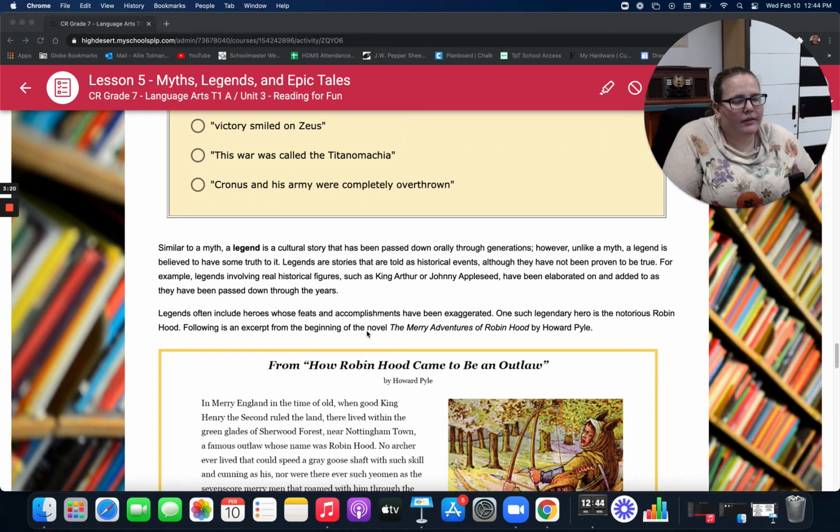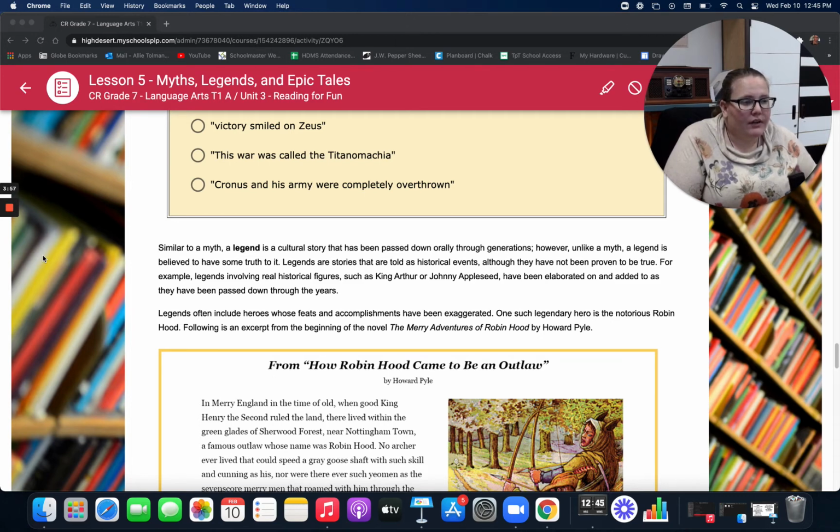Alright, similar to a myth, a legend is a cultural story that has been passed down orally through generations. However, unlike a myth, a legend is believed to have had some truth to it. Legends are stories that are told as historical events. Although they have not been proven to be true, for example, legends involving real historical figures such as King Arthur or Johnny Appleseed have been elaborated on and added to as they have been passed down through the years. Legends often include heroes whose feats and accomplishments have been exaggerated.